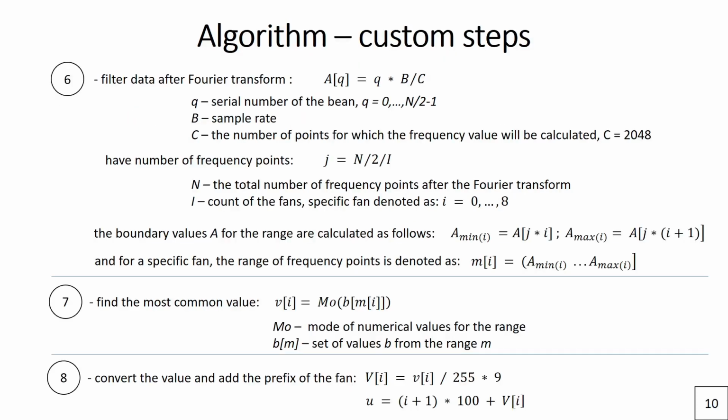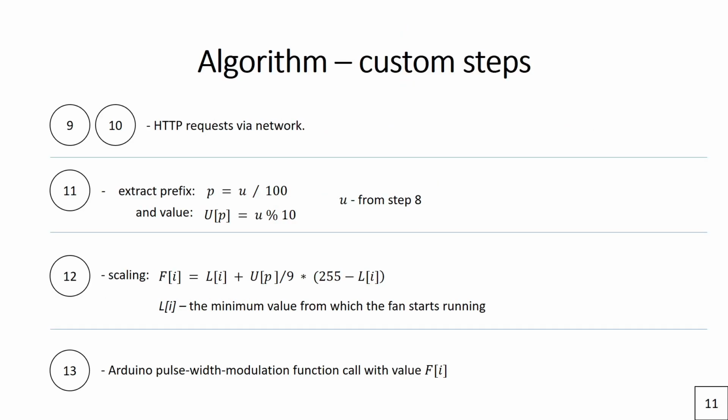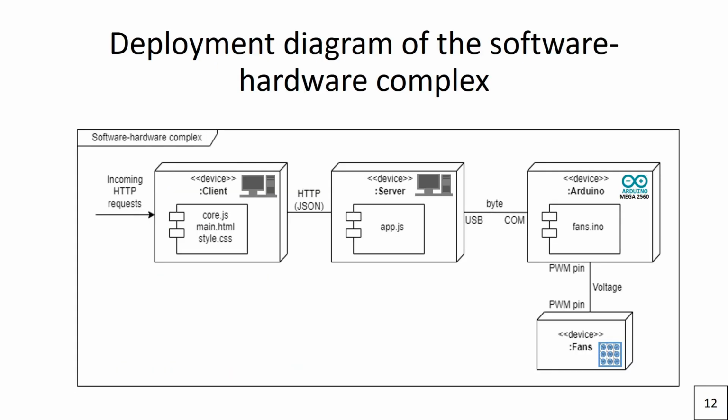Then we filter the data after Fourier transform and divide it into ranges. Each range corresponds to a particular fan. Then we find the most common value in this range, convert the value to the range from 0 to 9, and add the prefix of the fan. Then we send this data to the target device, extract the prefix of the fan and value, then perform scaling and call the Arduino pulse width modulation function to reproduce the value and generate airflow by the fan.